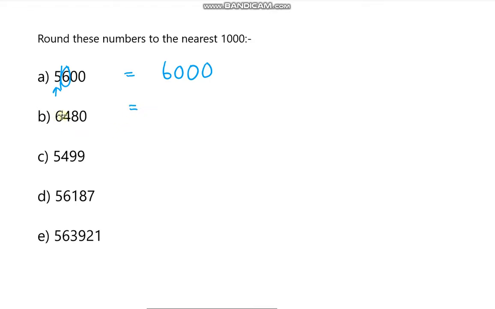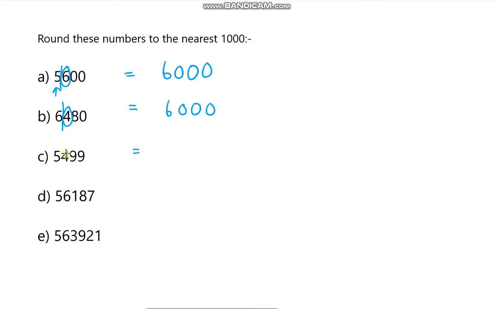Okay, the next one. So again, this is our thousands column. So let's put a line here and look at this number. This time, this is less than 5, so we round this number down to 6,000. And notice how we've got exactly the same answer. So 5,600, that rounds up to 6,000. 6,480, that rounds down to 6,000. And that makes sense because this number is less than 5 and this number is greater than 5.